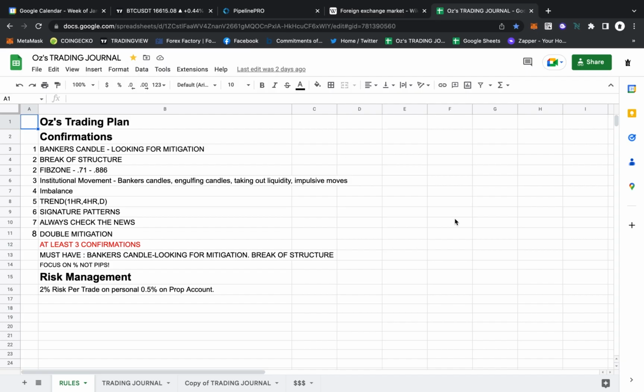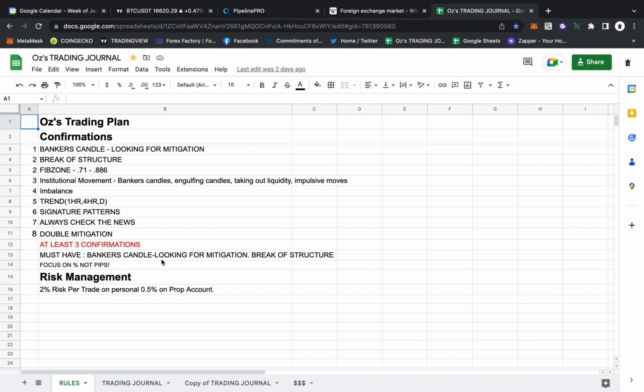Let me pull them up. Here I have an example, and you can access these files either in the OzFx Discord or somewhere down below in the description. So here is the trading plan. This is my trading plan, and as you can see, I got confirmations on here. This is all my rules right here. This is actually a little outdated, and I have another trading journal on Notion and another trading plan on Notion, but this is the one that I'm able to give to you guys that you guys can edit to the way that you want to, and either the link will be down below or it's in the Discord.